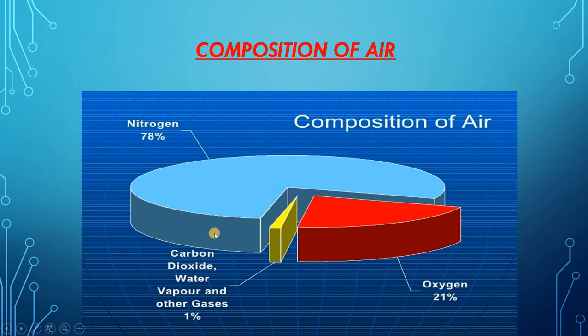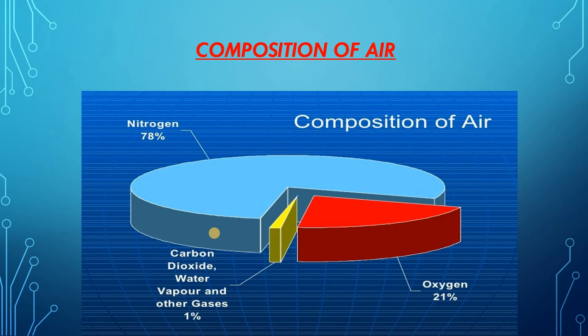Now the composition of air also changes slightly from place to place and from season to season. That is, air over industrial cities usually has a higher amount of carbon dioxide in it than air over open spaces, because in industrial cities there are more and more factories. So more and more factories liberate more and more carbon dioxide gas, isn't it?